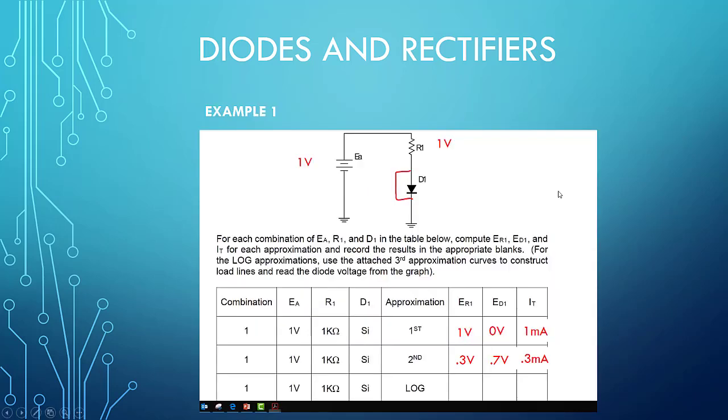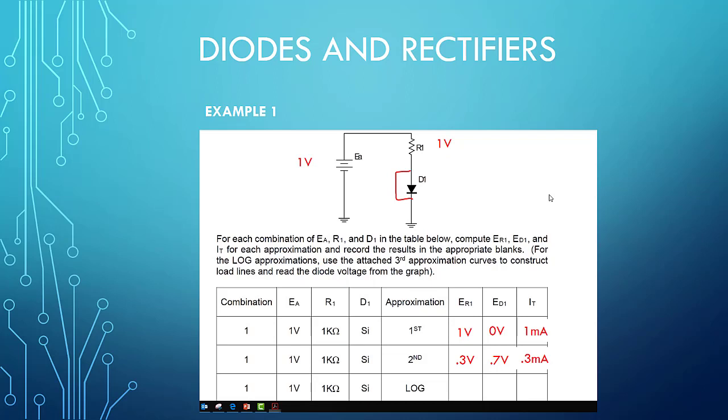So let's just take a look at the example. Here we are shorting out our diode, and we see that we have 1 volt across the resistor. In this example, our resistor is 1 kilo ohm. So for our first line, the E of R1 is 1 volt, the E of diode 1 is 0 volts, and our total current is 1 milliamp.